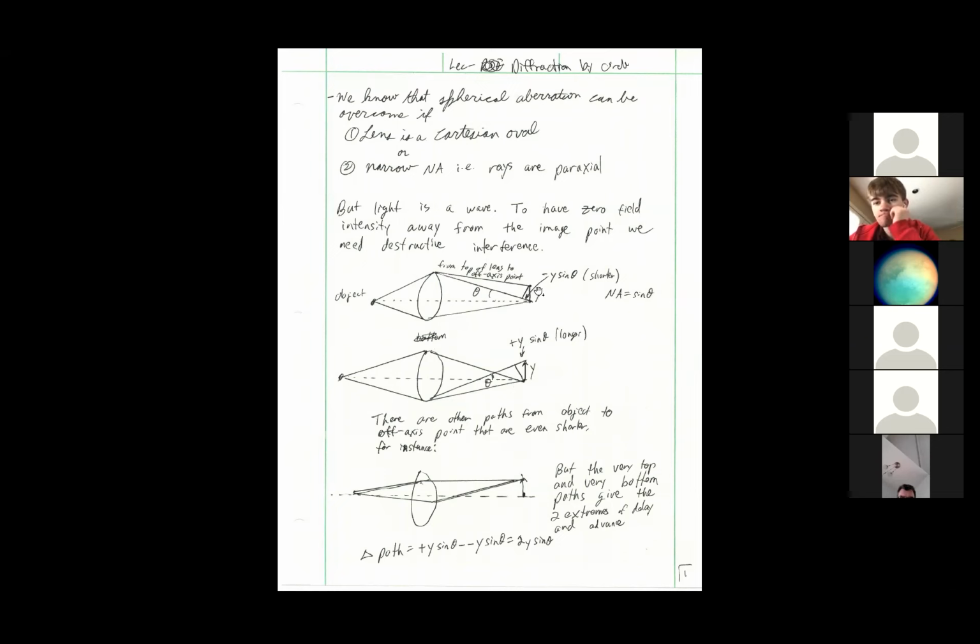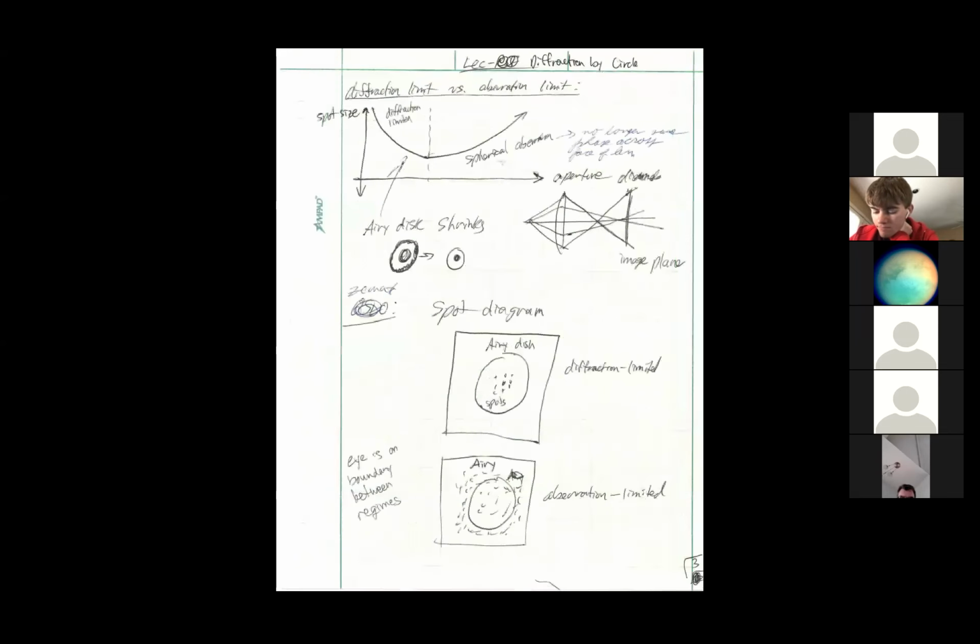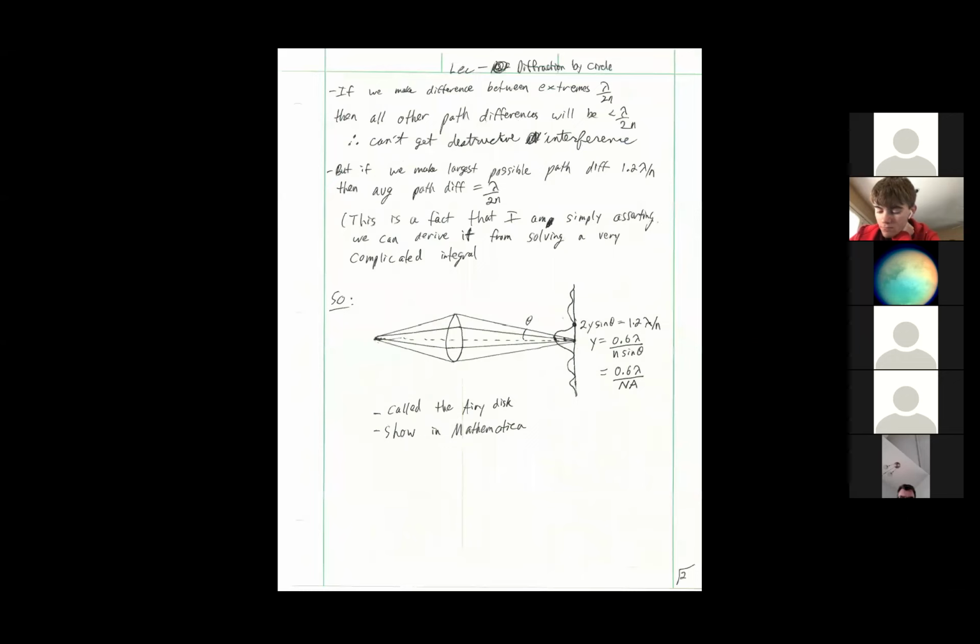So that's going to be, if this is y, and this is theta, theta is the angle that we use to determine the numerical aperture. This path difference here is going to be y sine theta, because this is theta, so this is 90 minus theta, so this is theta. And then this path difference is opposite theta, y is the hypotenuse, so y sine theta. So this one is shorter by y sine theta. Meanwhile, this one is longer by y sine theta. So the difference between those two will be 2y sine theta, because you've got y sine theta minus negative y sine theta. And that's the difference between the extremes.